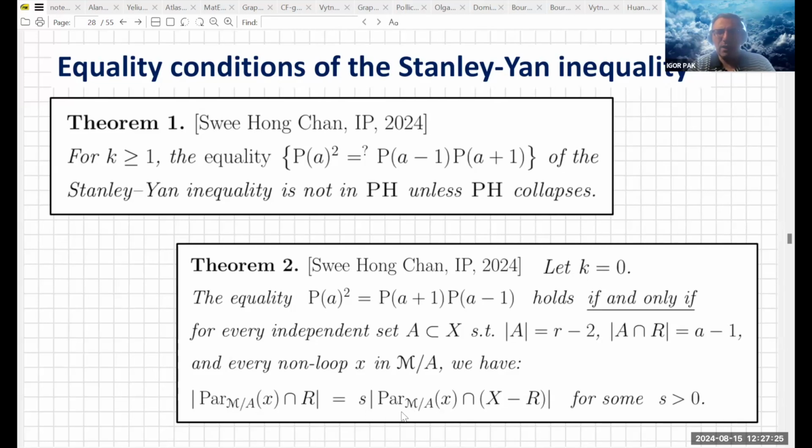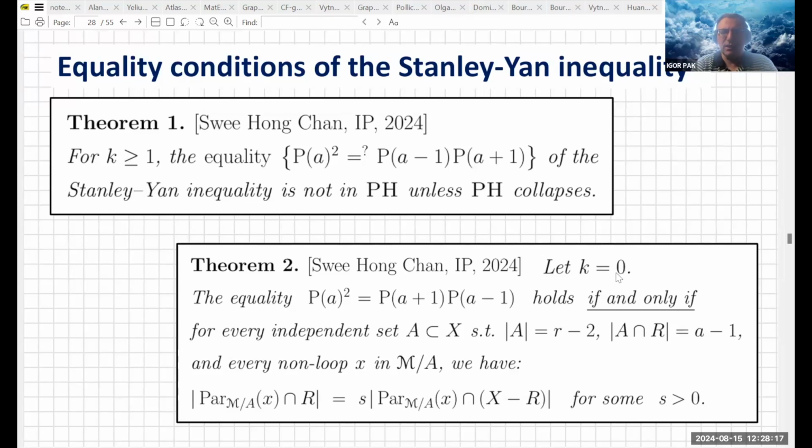And if you remember, Swihong defined parallel elements, so those are parallel elements in the projection of a Matroid along the independent set A. So there has to be some number S, so this ratio is always the same. I know it's a complicated condition. So for a Matroid on the ground set X, and for every independent set in X, and for every non-loop X in the Matroid, we need to have this ratio equal. So what we prove is that this is a purely Matroid theoretic result, those are exactly the equality conditions for this inequality.